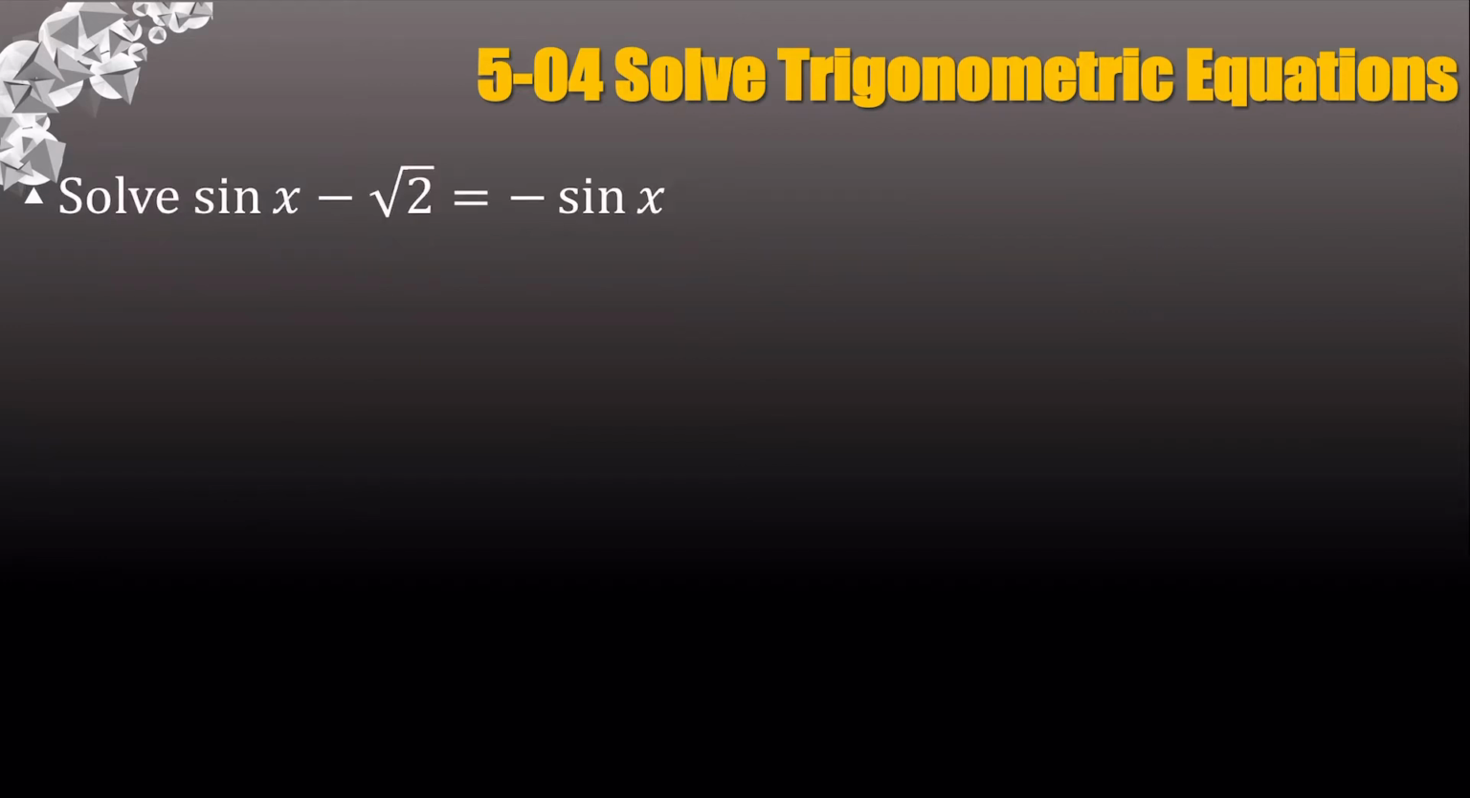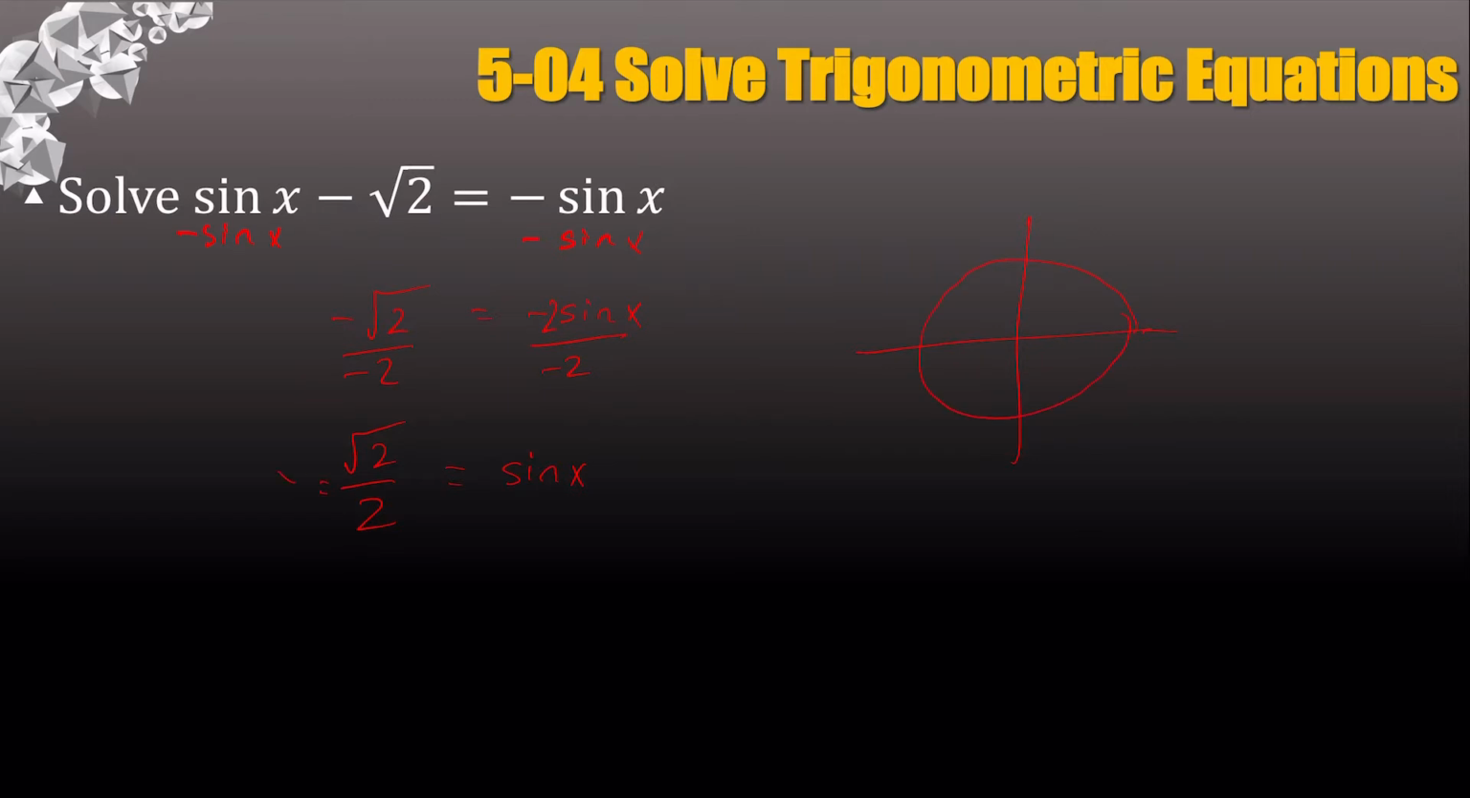So let's solve this equation. First of all, probably what I would do is get the like terms together. So I'd have negative square root of 2 equals negative 2 sine of x. Then I divide by the negative 2 to get the sine of x by itself. So we have to think, when does sine of x equal square root of 2 over 2? So it might be helpful to have a unit circle.